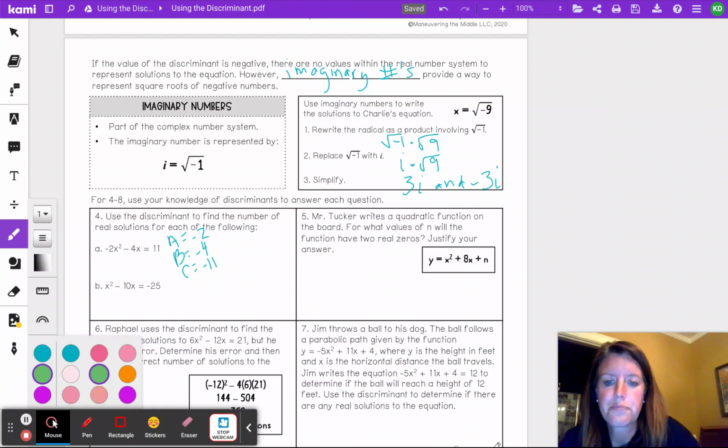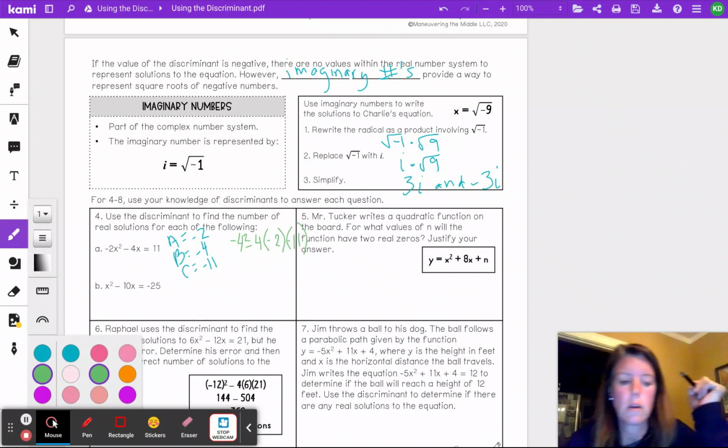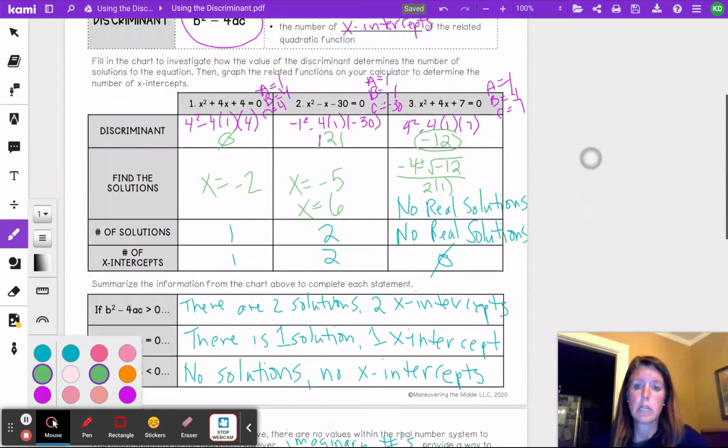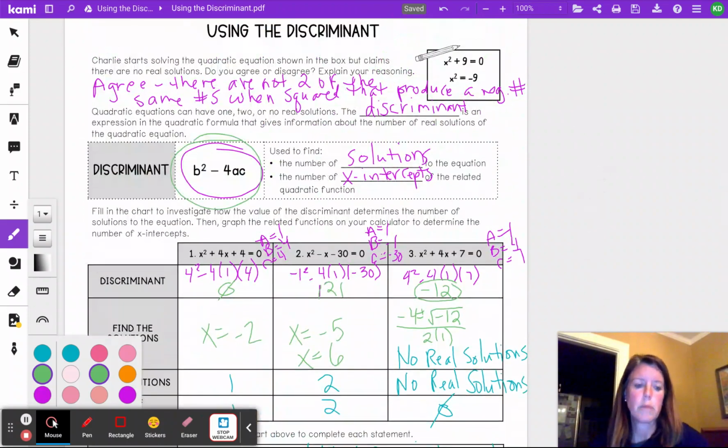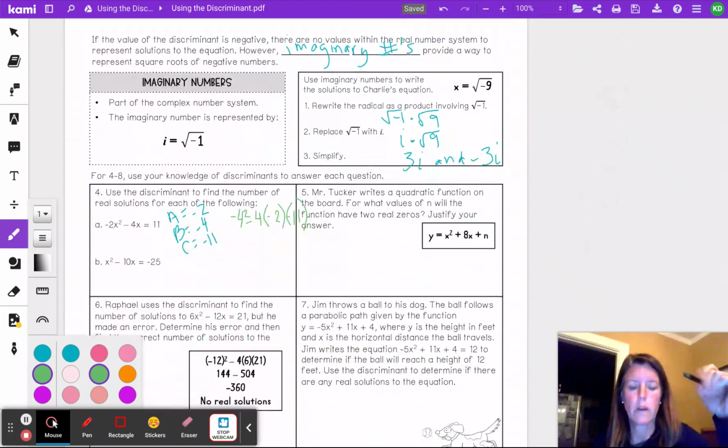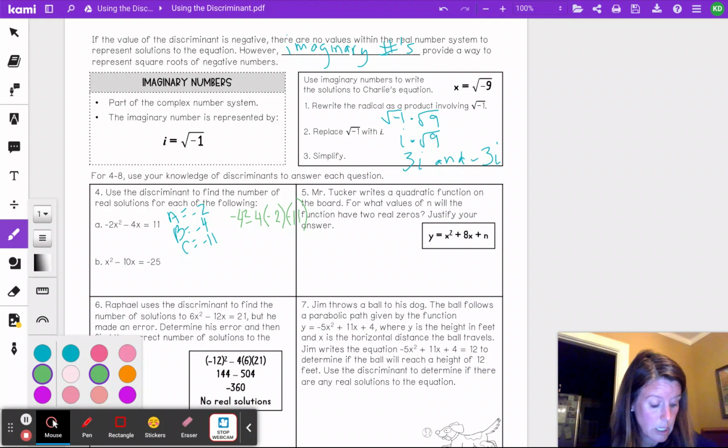So that would be -4 squared minus 4 times A, which is -2, times C, which is -11. Okay, so I just put it in that discriminant, B squared minus 4AC, and that's all I put in. So that would be 16, -4 times -2 is +8. 8 times the -11 is -88. 16 minus 88 is -72.